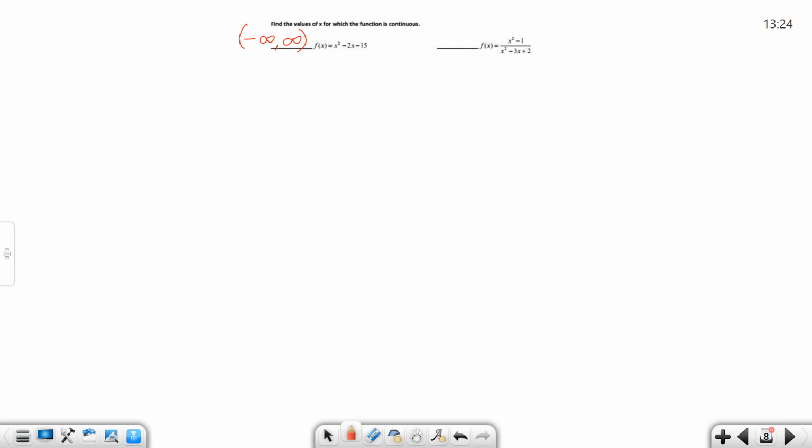The second one is a rational function. That means it's a fraction. So the way that you work this one is you take your denominator, only your denominator, and you set it equal to 0, and then we exclude. So the way I solve this x squared equation is to factor it. The factors of 2 that add to give me 3 are 2 and 1. They are the same sign, both negative.